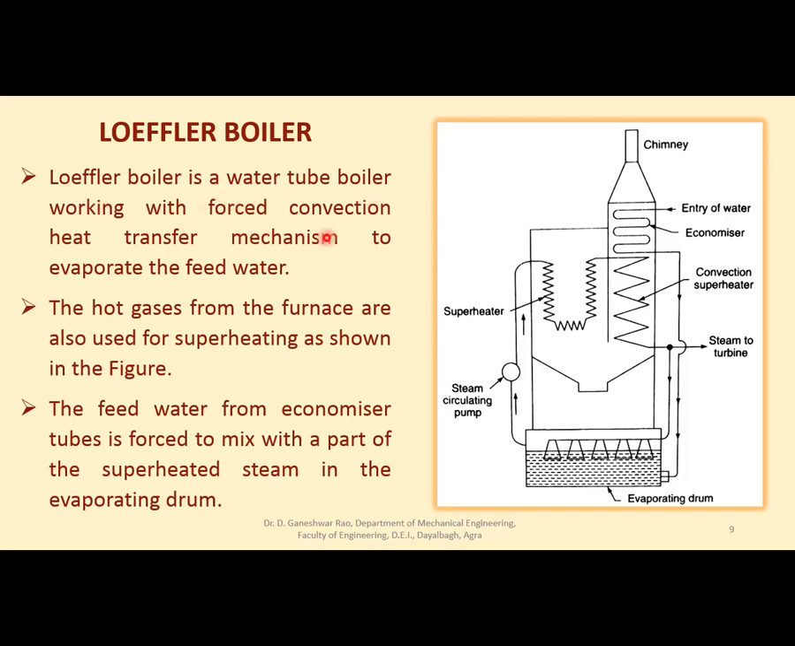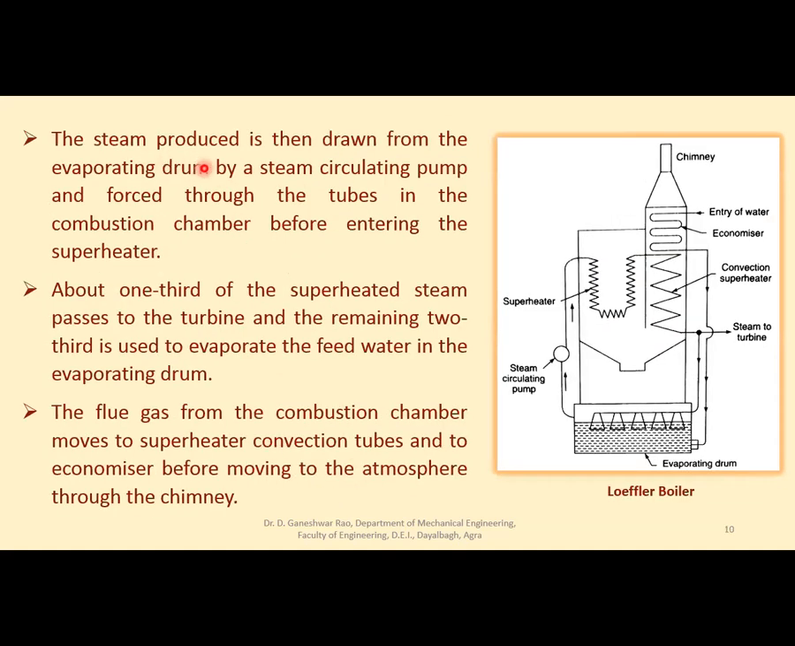Loeffler boiler is a water tube boiler working with a forced convection heat transfer mechanism to evaporate the feed water. Hot gases from the furnace are also used for superheating, as shown here. Feed water from the economizer tubes is forced to mix with a part of the superheated steam in the evaporating drum. Steam produced is then drawn from the evaporating drum by a steam circulating pump and forced through the tubes in the combustion chamber before entering the superheater. About 1/3 of the superheated steam passes to the turbine and the remaining 2/3 is used to evaporate the feed water in the evaporating drum. Flue gases from the combustion chamber move to the superheater convection tubes and to the economizer before moving to the atmosphere through the chimney.